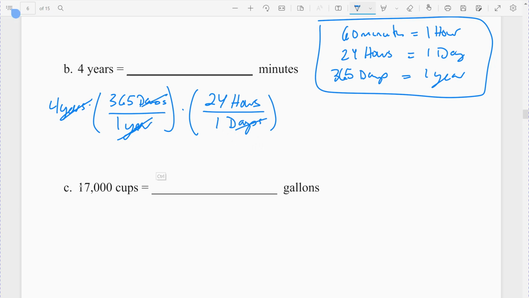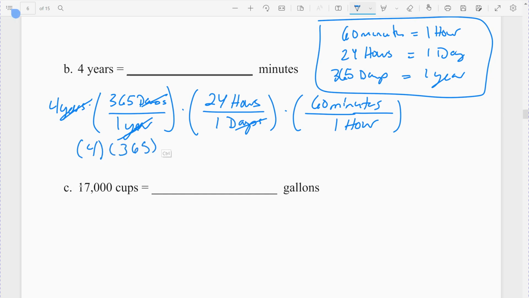But I still have hours. The hours isn't what I want. I need minutes. So my next conversion is, I know there are 60 minutes per 1 hour. And so that's the 3. So this time there are 3 steps. I convert years to days, days to hours, hours to minutes. And so when we multiply this out, it's 4 times 365 times 24 times 60. And again, it's going to come out to a large number.